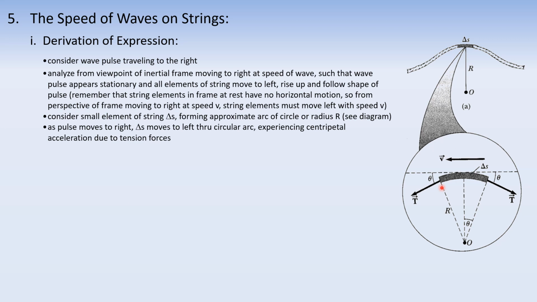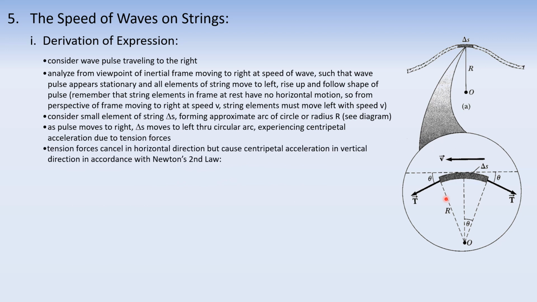The tension in the string is constant, so these two forces are equal in magnitude, although they have different directions. When we consider the vector nature of these tension forces, we see that the horizontal components of those tension forces will cancel, but the vertical components do not. And notice that the vertical components of these tension forces act in the centripetal or radial direction towards the center of the circle. So these combined vertical components provide the centripetal force.